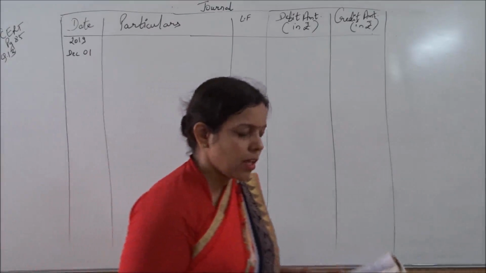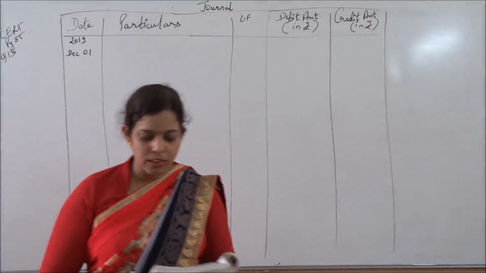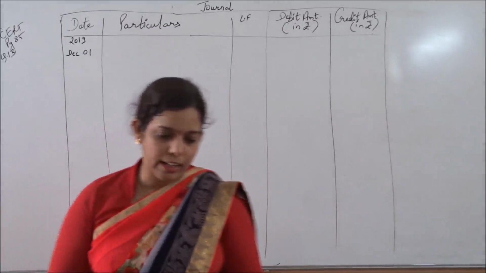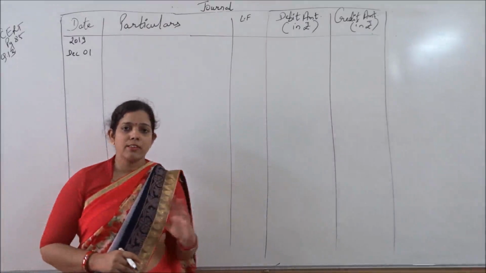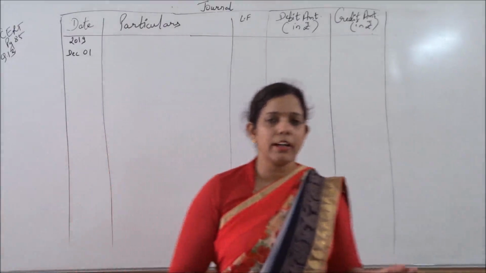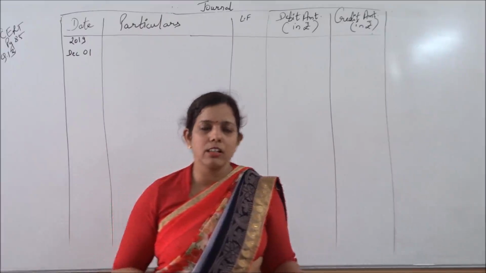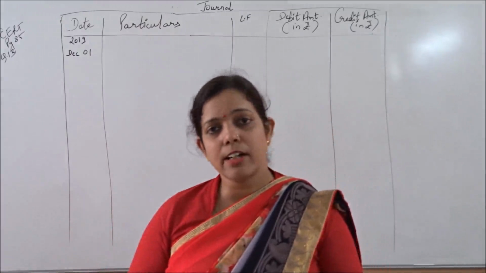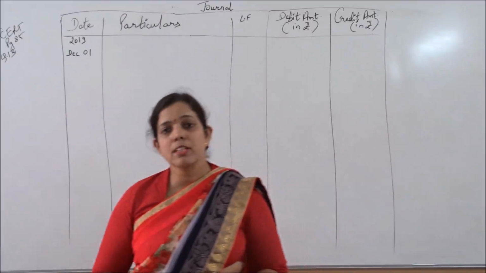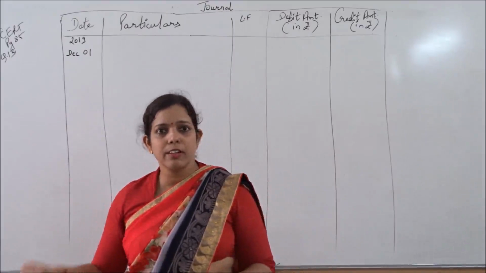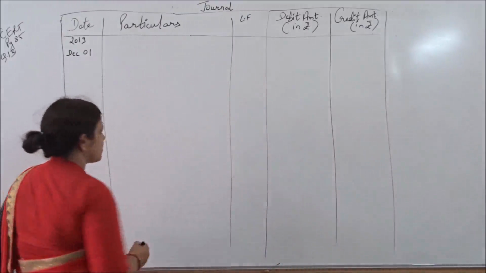What is the transaction? Hema started business with cash, that is rupees 1 lakh. So what do we have to do? What will be the journal entry? As we have discussed in the rules, we have taken this example. Again I am telling, whenever a business is started, generally cash is invested in the business. It's not necessary that only cash is invested. Other goods can also be invested. Business can be started with cash, goods, furniture, stock, like that. But in this question you can see business started with cash.